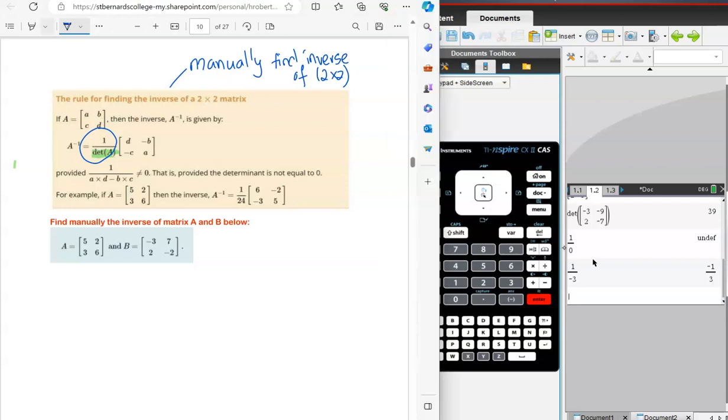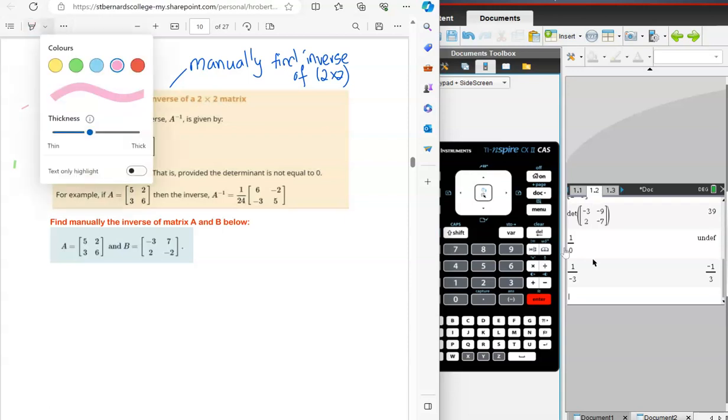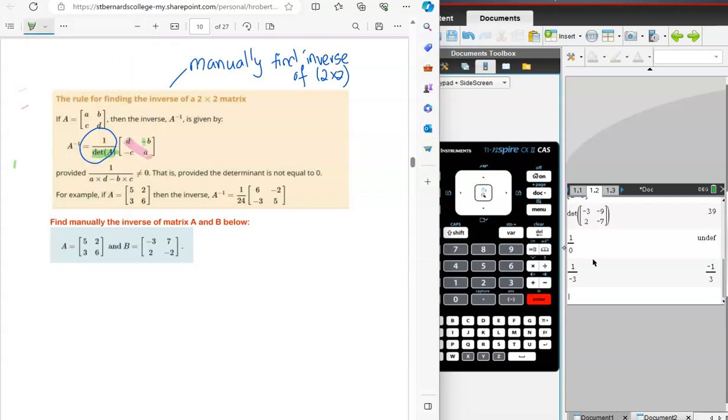Okay, so then we keep going on with our inverse formula, and what you'll notice is these two numbers swap position, and the other two numbers become negative. So let's do an example down here. It says manually find the inverse of matrix A and B. So first of all, we're going to find the determinant of A. It's going to be 5 times the 6, so this spot times this spot, minus the 2 times 3. So that's going to be 30 minus 6, so it's going to equal 24.